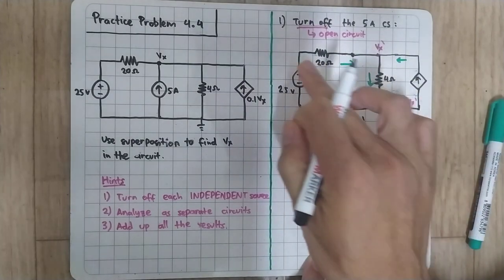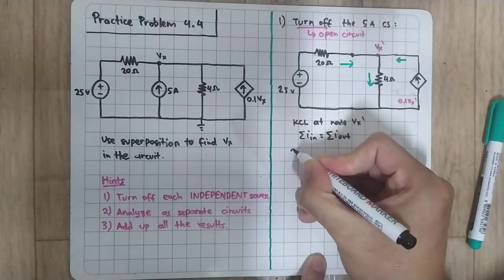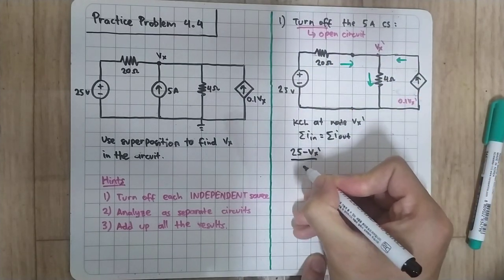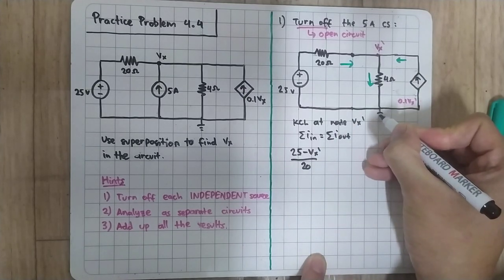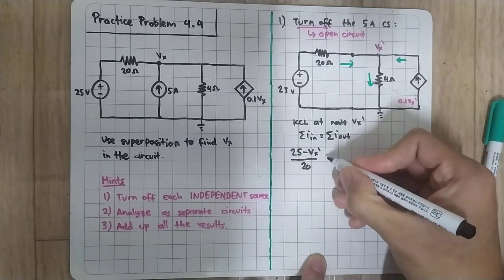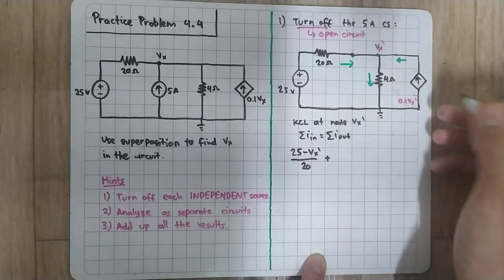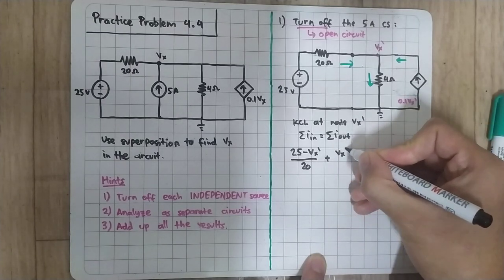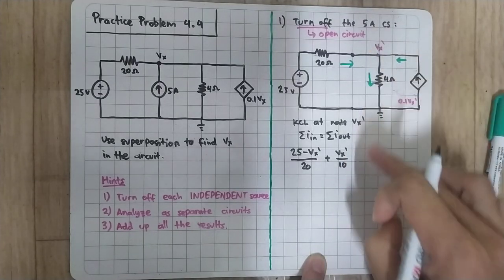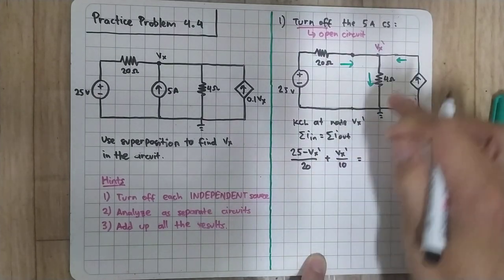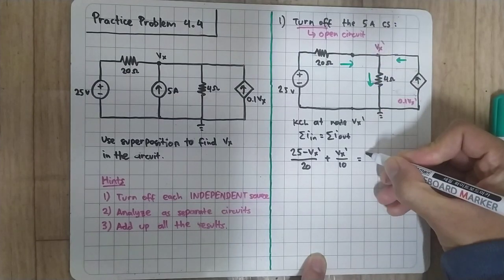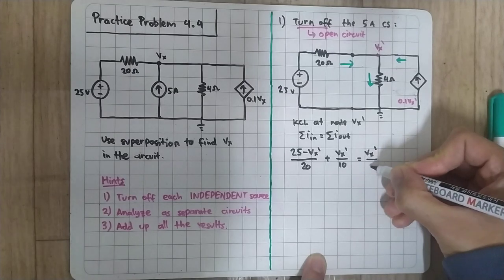This one can be calculated using 25 minus Vx prime divided by the resistance between them, so 20, and this is the ground. And then this current is 0.1 Vx prime, which is equal to Vx prime divided by 10. This and this are the currents that go in, and then there is only one current that goes out. This current is equal to Vx prime divided by 4.